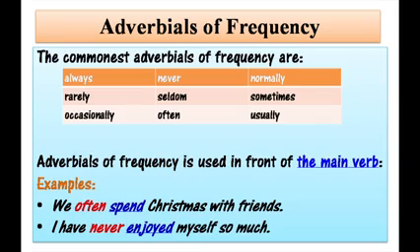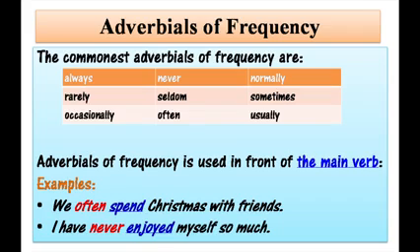Let's look into adverbials of frequency. Children, adverbials of time and adverbials of frequency go hand in hand. In adverbials of time, we saw when the action took place. Adverbials of frequency go further in letting you know how often the action took place. Here I have given a list of adverbials of frequency which we commonly use. Always, rarely, occasionally, never, seldom, often, normally, sometimes, usually.